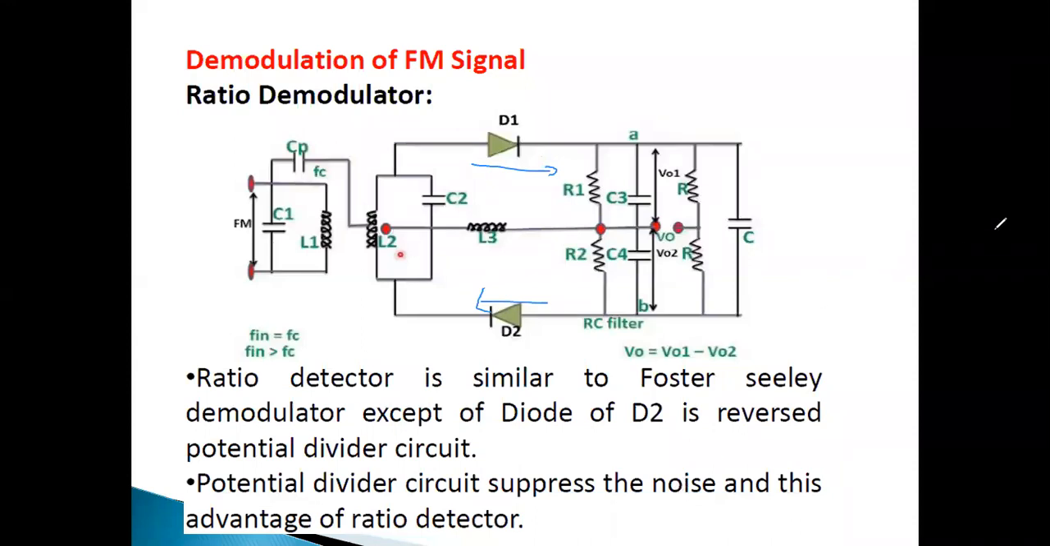In the previous section, both diodes are in the same direction. So except for the direction of D2, everything is similar to the Foster Seeley demodulation method. The potential divider circuit suppresses the noise in the transmitted signal and provides a ratio detector. This is an advantage, because the noise is suppressed by the potential divider, and noise suppression is treated as an advantage.